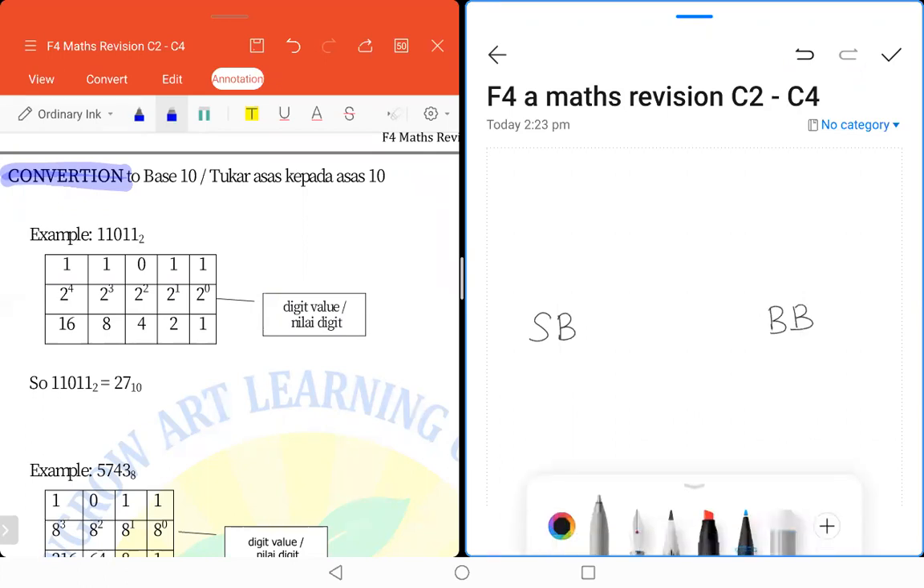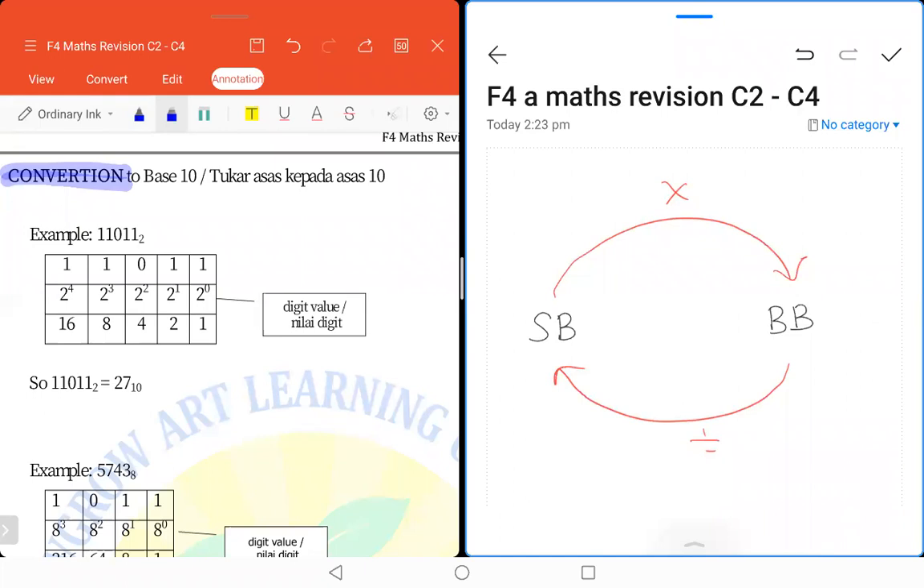So you want to convert from small to big. Like you expand it, you times it. So you need to multiply from small base to big base. Okay, you need to multiply. From big base to smaller base, then you need to divide. Okay, get this idea clear first. Small to big, multiply, because you need to expand. Divide is from a bigger base to smaller base. Example, base 10 to base 2 or base 10 to base 5.